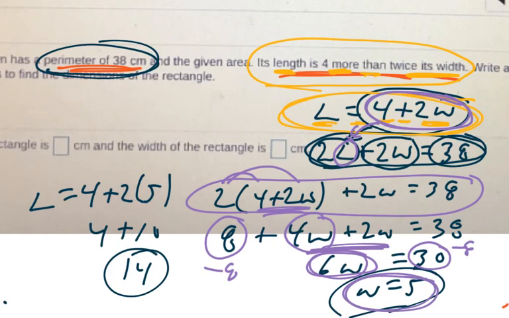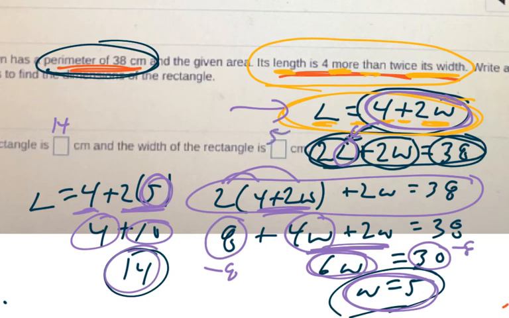So now all I had to do was plug it in here into my first equation, because length is 4 plus 2, twice the width, right? And 2 times 5 is 10, plus 4 is 14. So I know the length is 14 centimeters. I know the width is 5 centimeters.